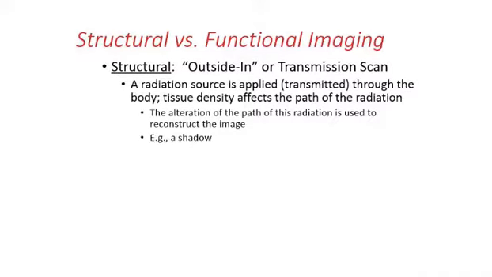Usually structural scans are outside-in scans or transmission scans. So a radiation source is applied or transmitted through the body, and the tissue density affects the path of radiation. So the alteration of the path of the radiation is used to reconstruct the image. So if I had a light and I shined it very brightly on my hand, that would be an example of a transmission scan, because my hand is very dense, and it doesn't allow light to go through it. So the image on the background is reconstructed by the difference in my hand's ability to let light pass through it.